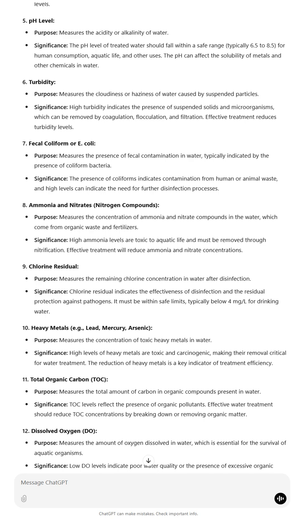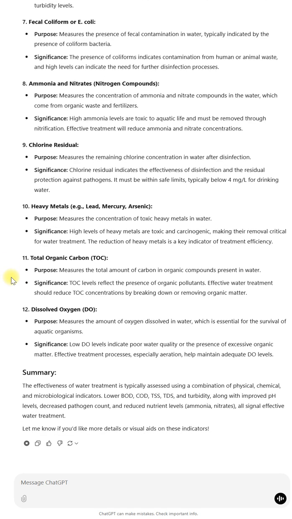9. Chlorine residual. Purpose: measures the remaining chlorine concentration in water after disinfection. Significance: chlorine residual indicates the effectiveness of disinfection and the residual protection against pathogens. It must be within safe limits, typically below 4 milligrams per liter for drinking water.